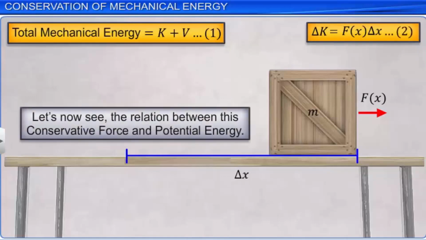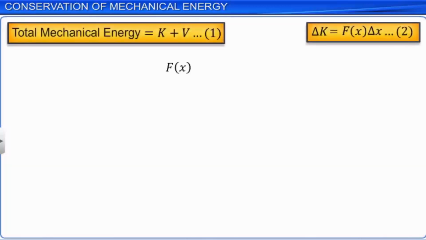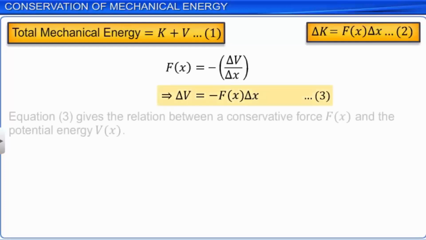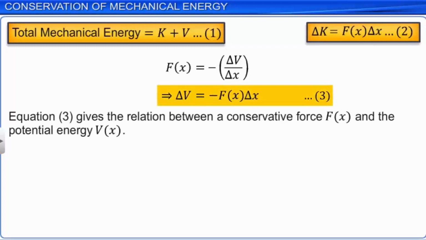Let's now look at the relationship between this conservative force and potential energy. Let delta V be the change in potential energy. As F(x) is equal to the negative of delta V by delta x, we get delta V = -F(x) delta x. Let this be equation 3. Equation 3 expresses the relationship between a conservative force F(x) and potential energy V(x).